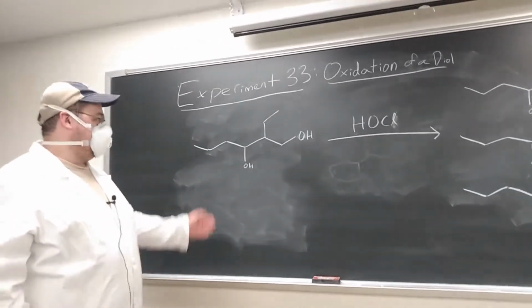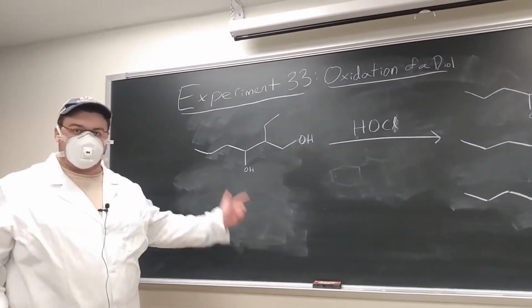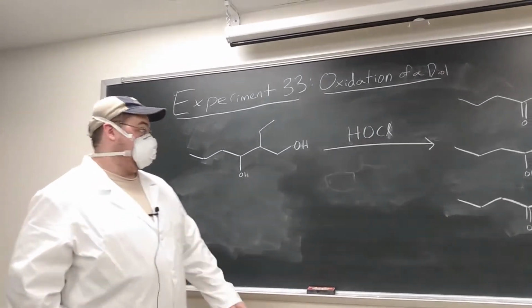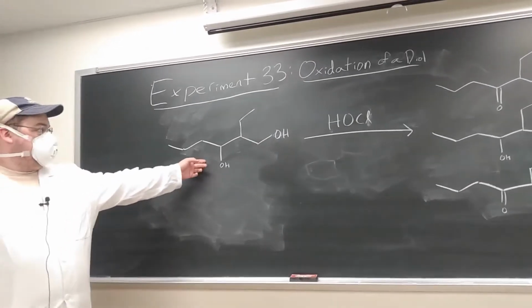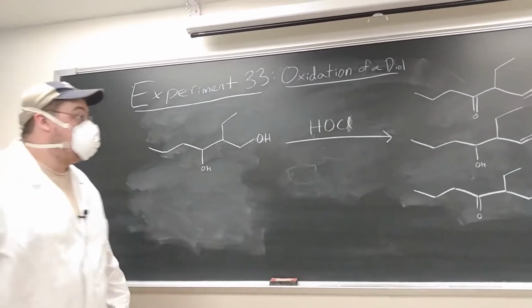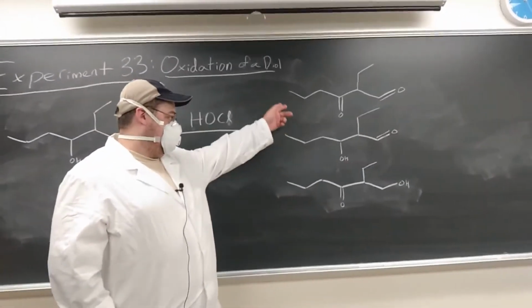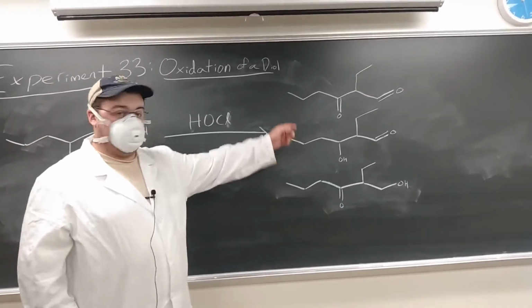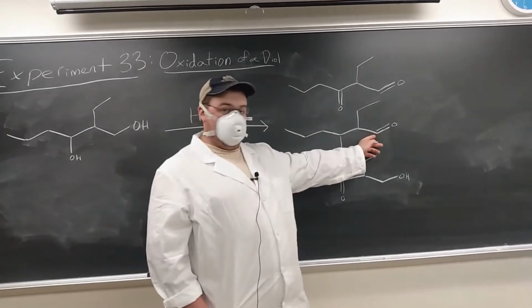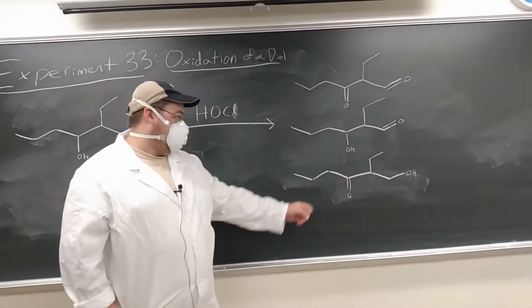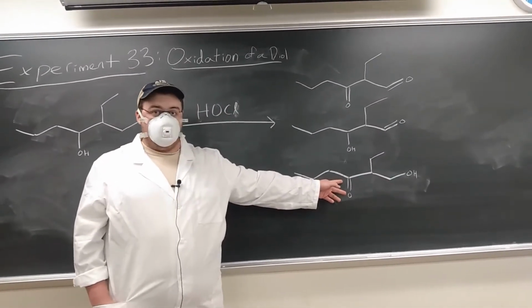Okay, so this is experiment 33. It's the oxidation of a diol. We're using hypochlorous acid to oxidize this diol. The possible products are these three. You can either oxidize both, oxidize the primary alcohol, or oxidize the secondary alcohol.